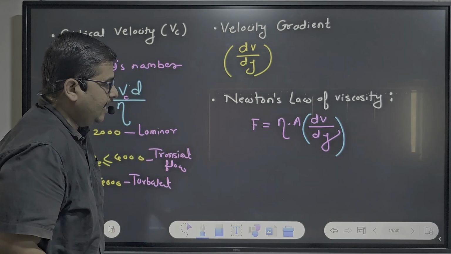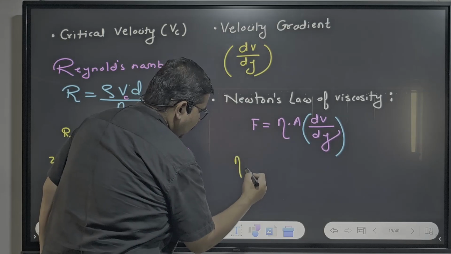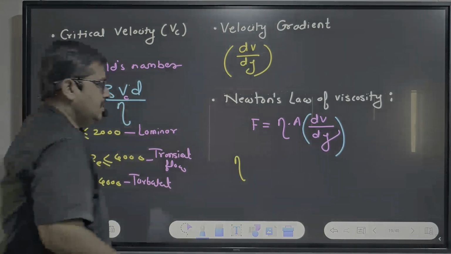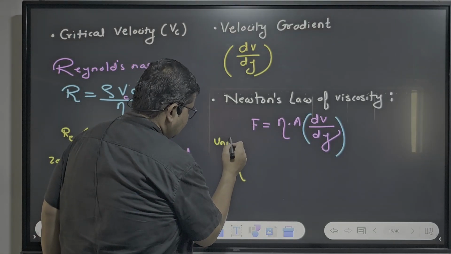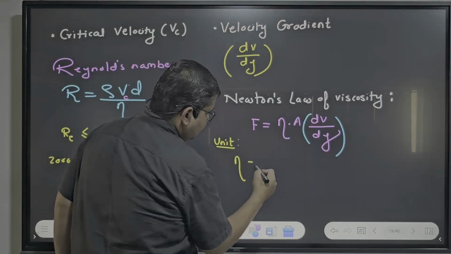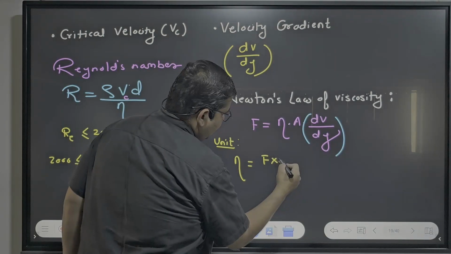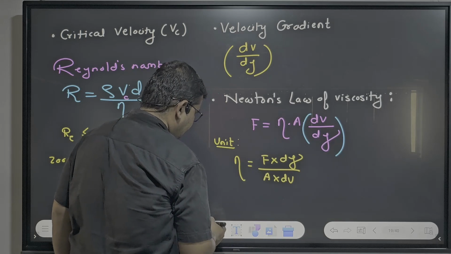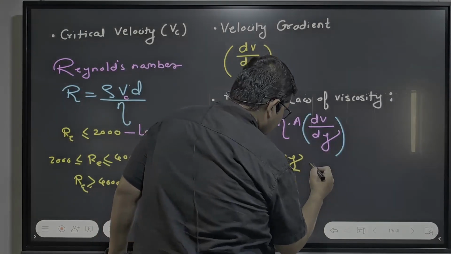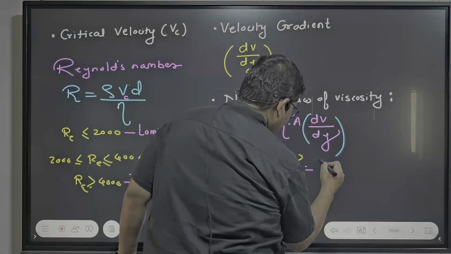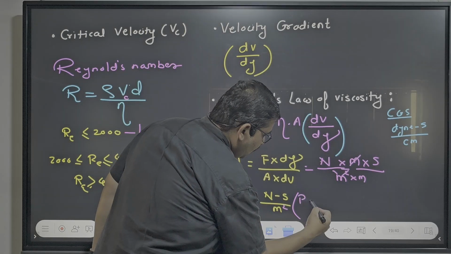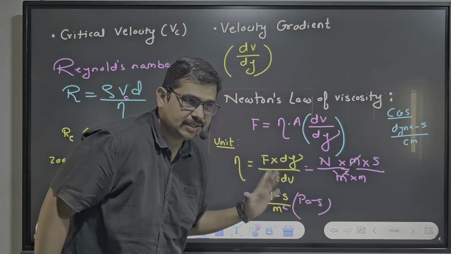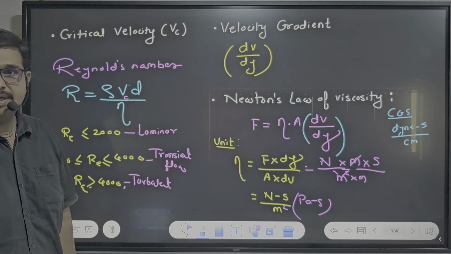Is it clear? And important, what is the unit of coefficient of viscosity? It is force into dy upon A into dV. So, force in Newton, also called Pascal second. This is the SI unit of the coefficient of viscosity. Is it clear? Any doubt? No.